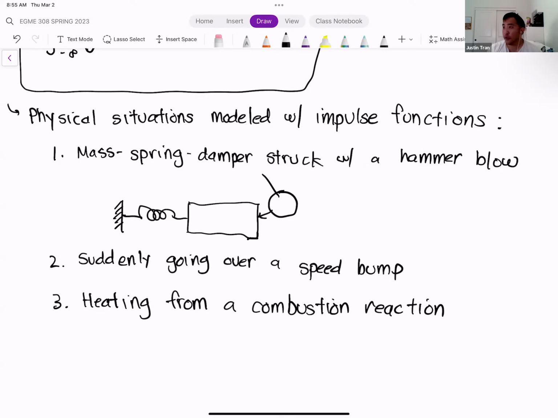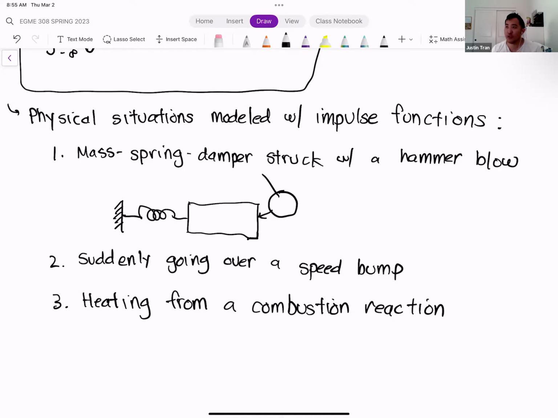These are just a few examples, and there are infinitely many more, but hopefully this gives you a sense of what impulse functions are designed to do. Basically any kind of external forcing that only affects your model or your system for a very brief instant of time, that's what impulse functions are designed for.